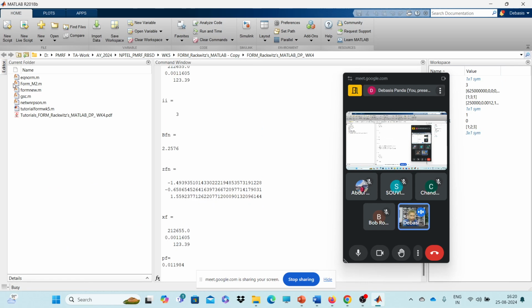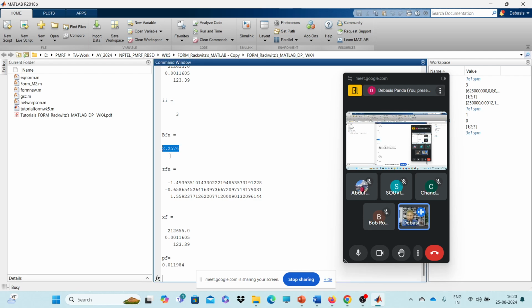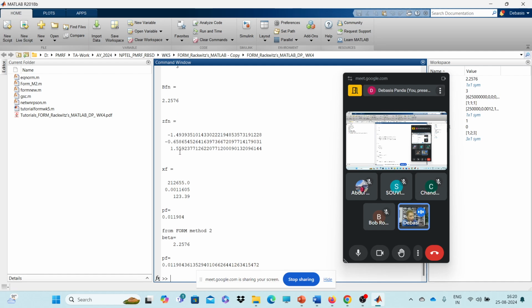So first it will calculate using the Rackwitz algorithm. Using the Rackwitz algorithm, it finds that beta is 2.2576. Already you have seen. Now it is calculating using form M2, that means the Rackwitz-Fiessler algorithm. And look, we are getting the same value of beta. Yes or no? We are getting the same value of beta. That means our function file and the logic, whatever we have coded here, is right. Now we can check other problems also.